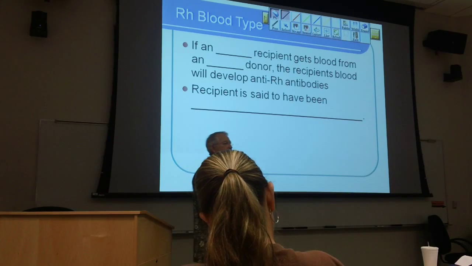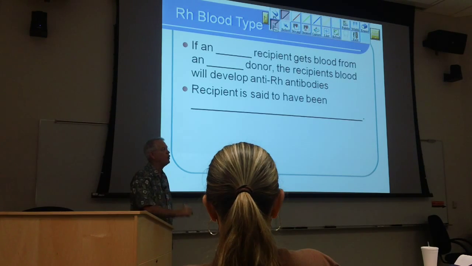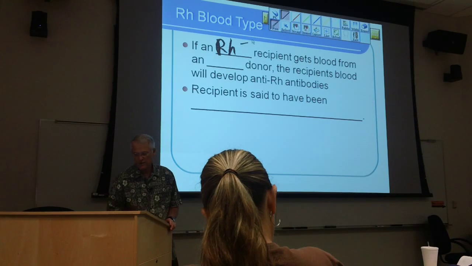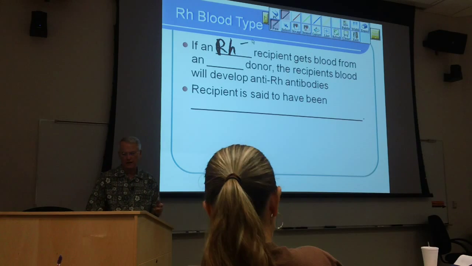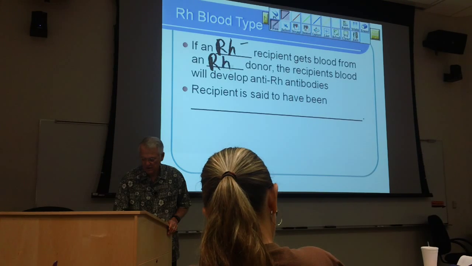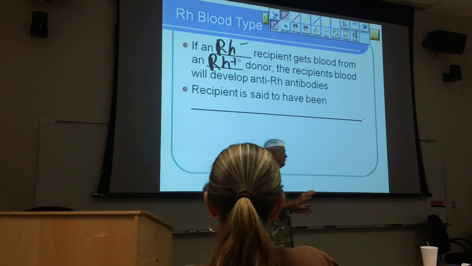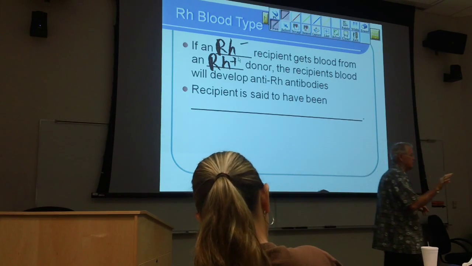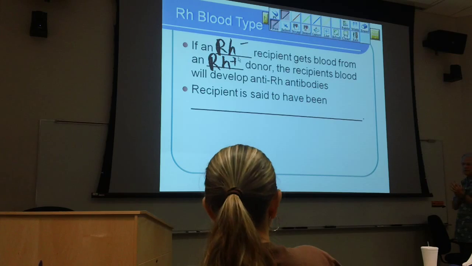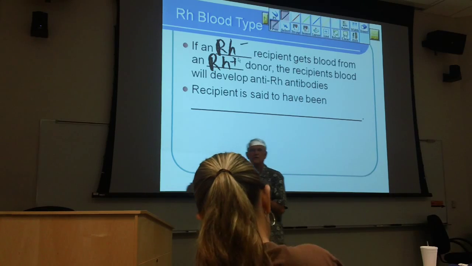Remember, it's the RH negative person who can have a problem here, so I think you know what I'm going to write in here. If an RH negative recipient gets blood from an RH positive donor, it's a little different than the ABO. There you already have the opposite antibodies that a person will produce sometime in their life. But here you will not produce the anti-RH antibodies unless your blood receives RH positive cells.